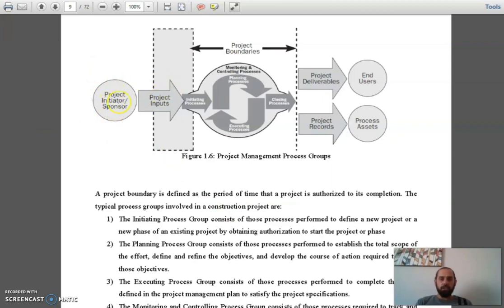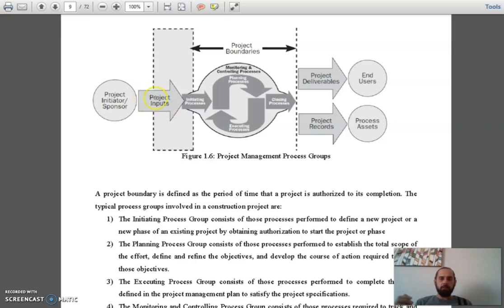Then the project initiator or the sponsor gives you the project inputs, the requirements the sponsor needs. So we have a sponsor here, or the project initiator, who came to the company or to the contractor, and he wants some requirements. He has some objectives, like for example, if he wants to build a mall project and he wants to have so and so objectives to achieve in this project. So he'll give you his inputs.